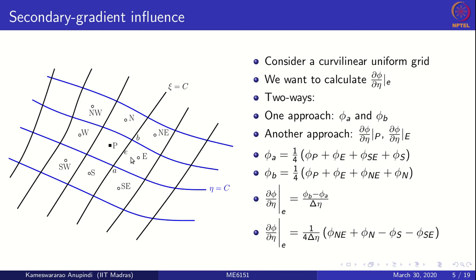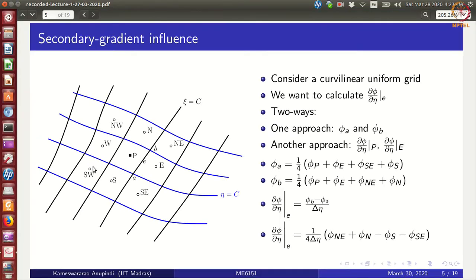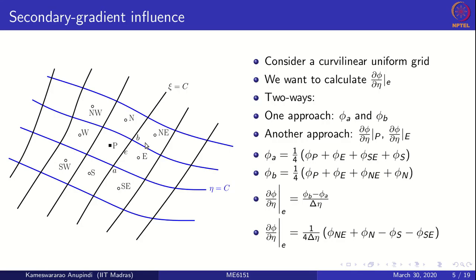And it also has the east cell, west cell, north cell and the south cell. Okay, and we also have the corner neighbors here, which are the northeast, northwest, southeast and southwest. And also we have the east face, which has two vertices A and B. This is the same nomenclature we have been following till now. And we also have these blue lines, which are basically eta equal to constant, and the black lines, which are basically xi equal to constant.